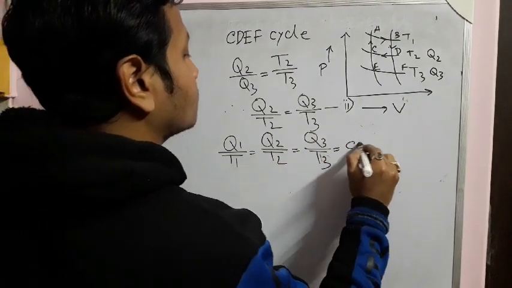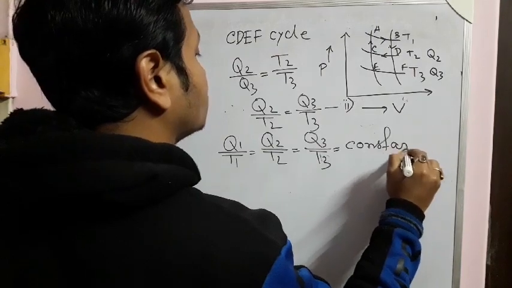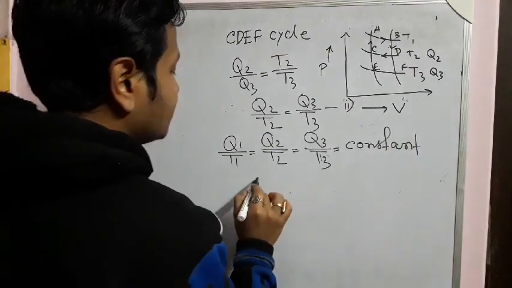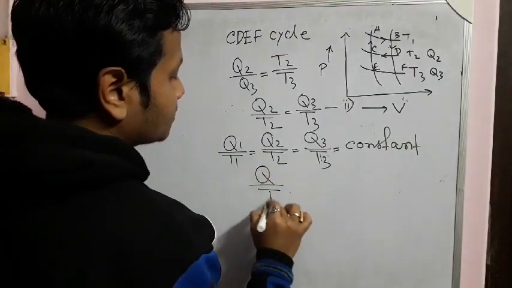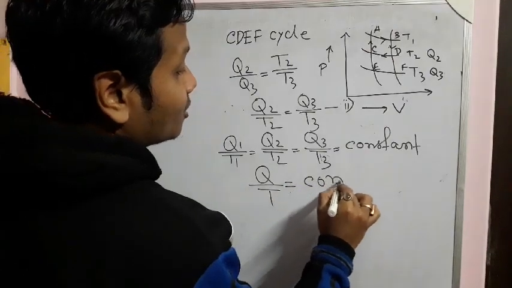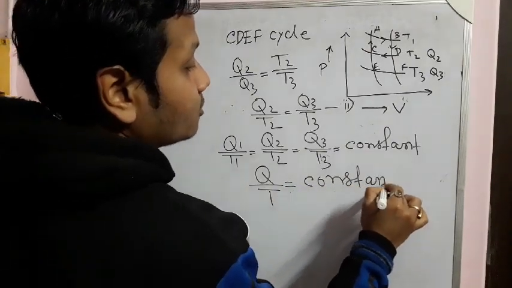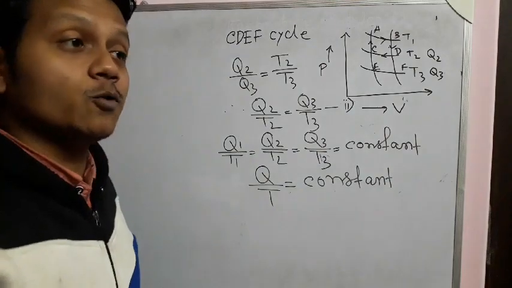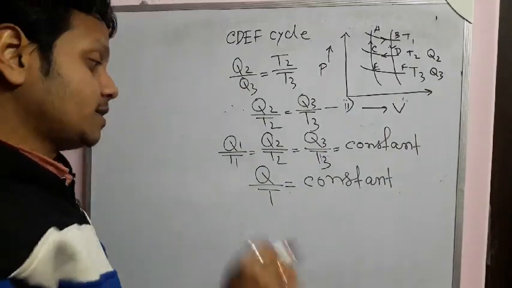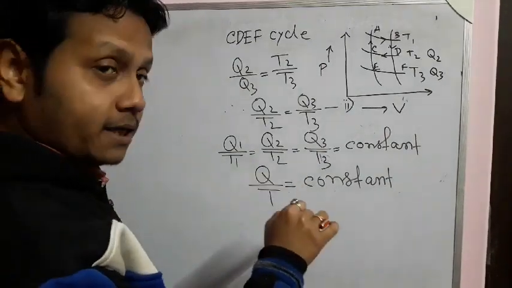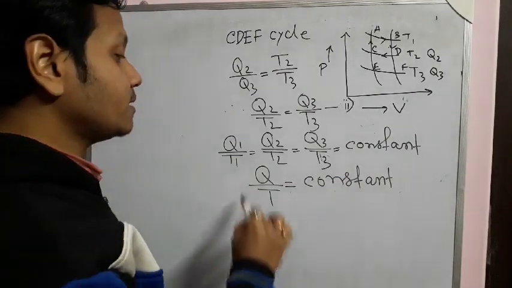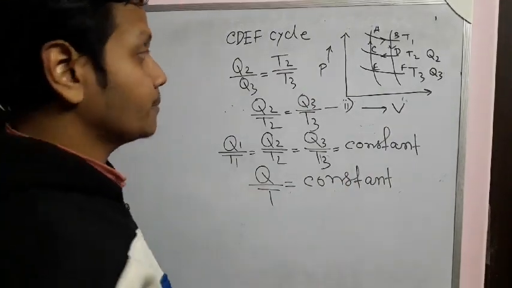So this remains constant. Or more in general, you can say Q upon T is constant. This is nothing but the entropy. In general we can say again that Q upon T is constant, and this is the dimension of entropy.